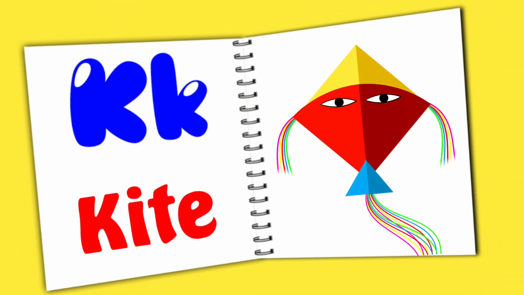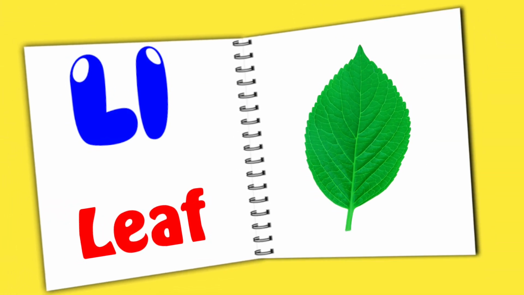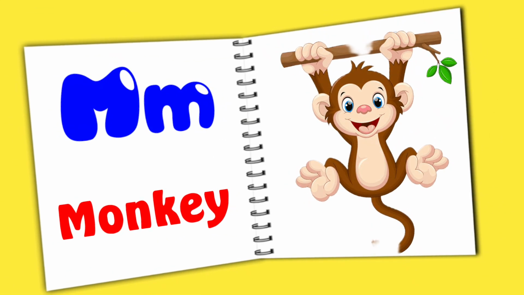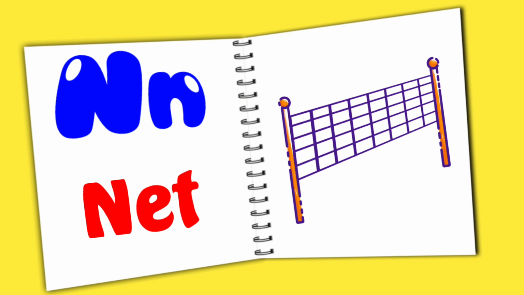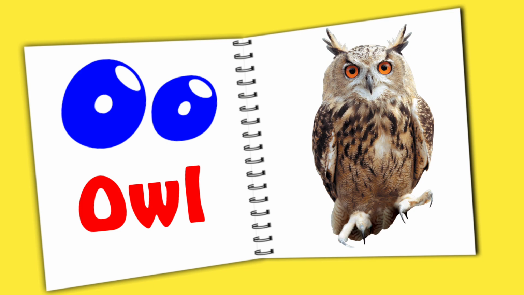के फॉर काइट, K for kite. एल फॉर लीफ, L for leaf. एम फॉर मंकी, M for monkey. एन फॉर नेट, N for net. O for owl.